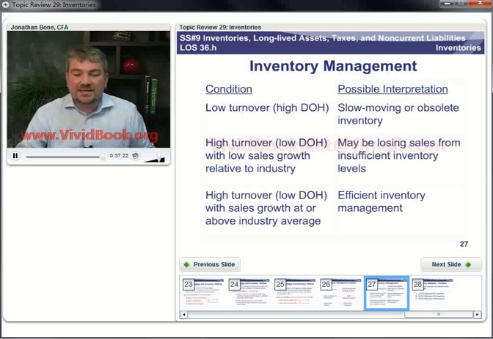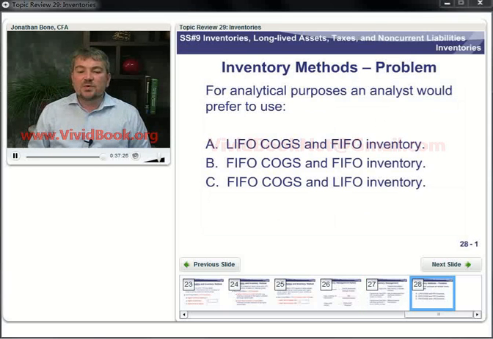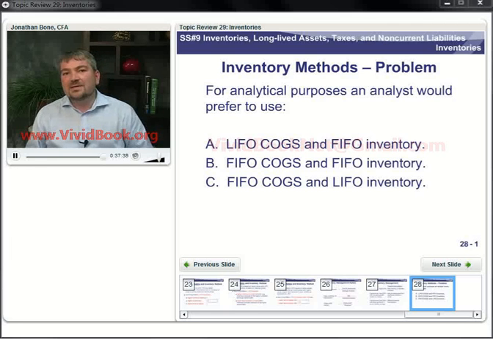Okay, let's finish this reading with a question. For analytical purposes, an analyst would prefer to use which method? LIFO COGS, FIFO inventory? Well, remember, basically, they like LIFO in the income statement because the cost of goods sold would represent the most recent purchases, but they prefer FIFO in the balance sheet because with FIFO in the balance sheet, the ending inventory would contain the most recent purchases. So therefore, our answer is A.